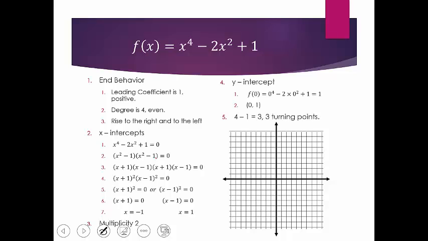We take the degree 4, subtract 1, which gives us 3. So that means there will be 3 turning points. So let's graph this. Our x-intercepts are negative 1 and 1. Our y-intercept is (0, 1). Now our end behavior of our graph rises to the right and to the left, so our graph will look something similar to this.